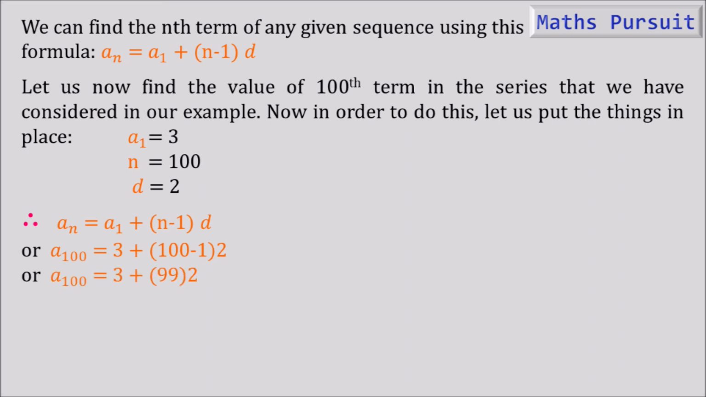Now we can write A100 is equal to 3 plus 99 into 2. This is after further solving the equation. Now moving ahead, we are getting A100 is equal to 3 plus 198. So that is equal to 201. That means we got that the 100th term value is 201.